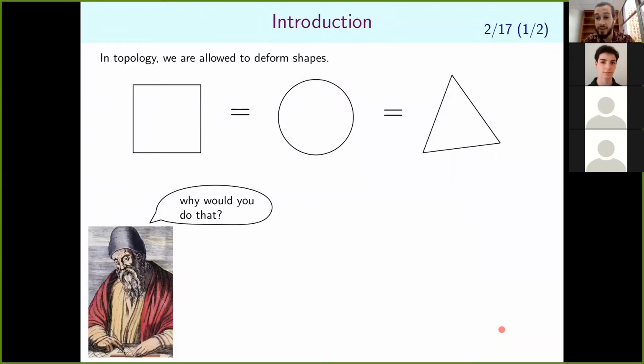And this is a day where I explain to you why, for a topologist, a square is a circle and is also a triangle. Here you can see Euclid asking us, well, why would you say that a square is a circle and why is it also a triangle? So this is a question that I would like you to meditate a bit.